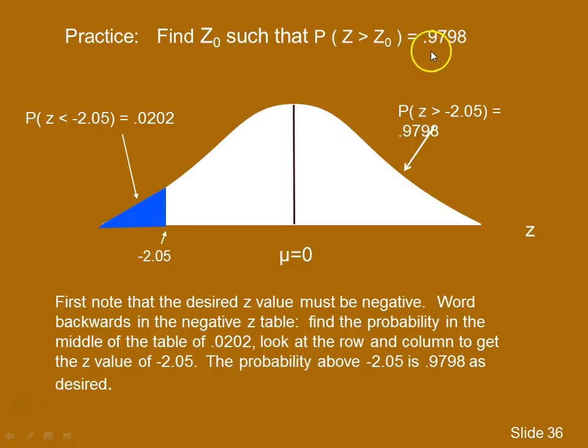With 0.9798 above it, we need the cumulative probability below it before we go to the table. Subtract 0.9798 from 1, and you'll get 0.0202. That has to be down here in the lower end. So now go to your negative z table, because we know we're in the left end of the distribution. Find a probability in the table of 0.0202, look at the row and column you're in, and you should get a z value of negative 2.05. So the probability that z exceeds negative 2.05 is 0.9798.